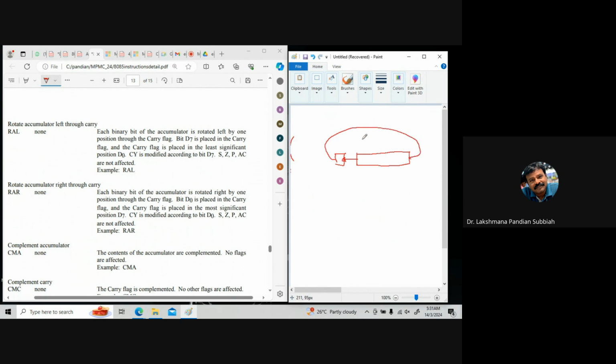So that is RAL, rotate accumulator left. RAL includes the carry flag also, CY and accumulator. Then RAR also includes the carry flag, so the carry flag is placed in the most significant position, right? Okay.